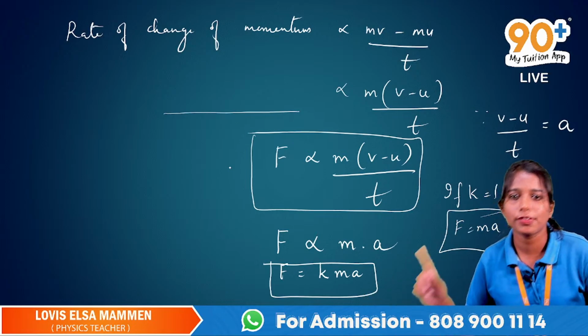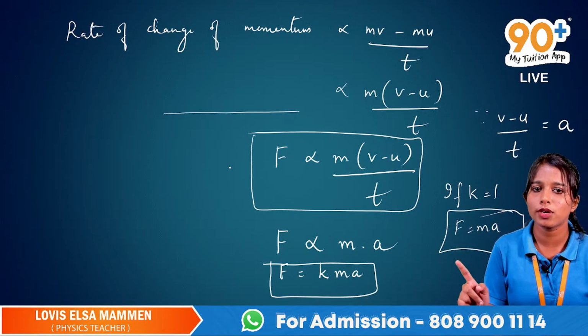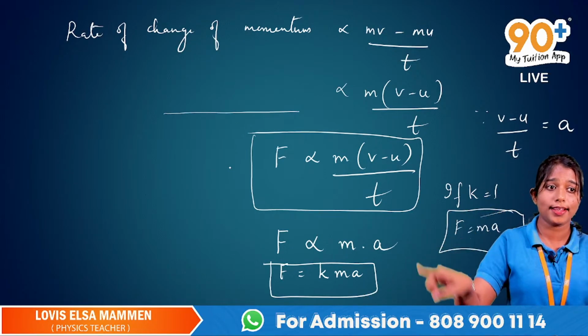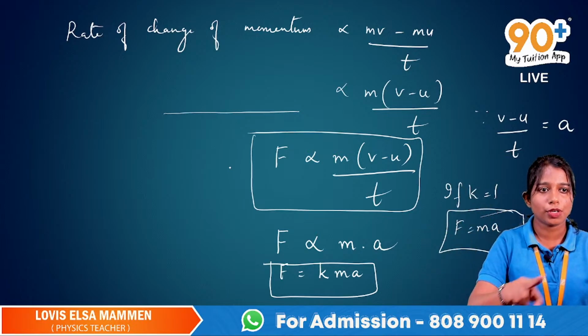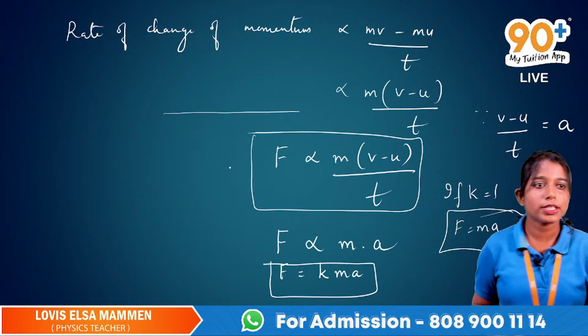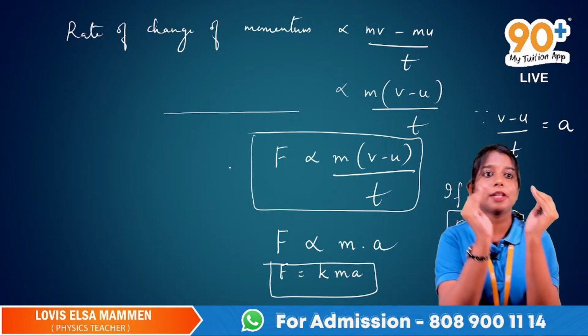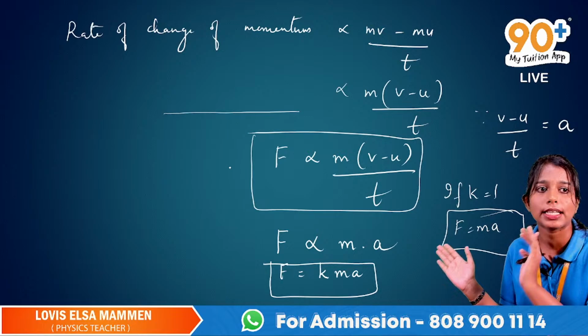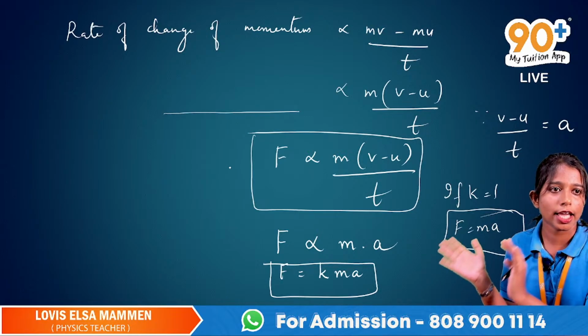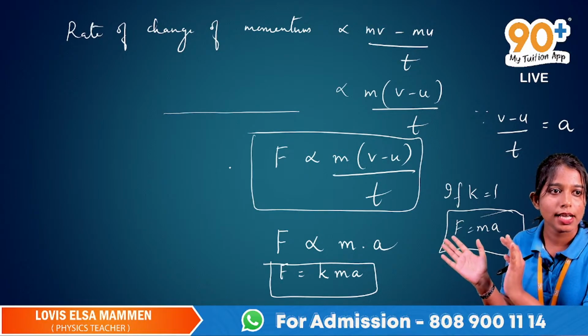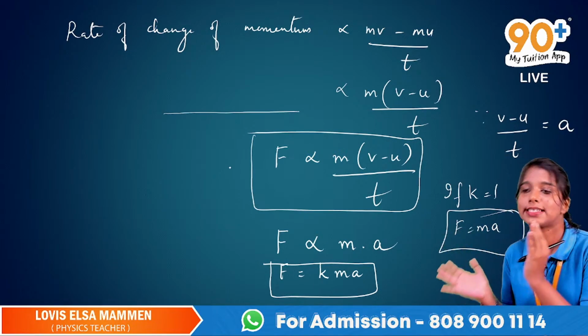Now if the value of the constant is 1, we will get force is equal to ma. This is the final equation. Okay, the final equation of second law of motion. So this is the mathematical formulation. Okay, write the statement we wrote just now in the form of an equation.